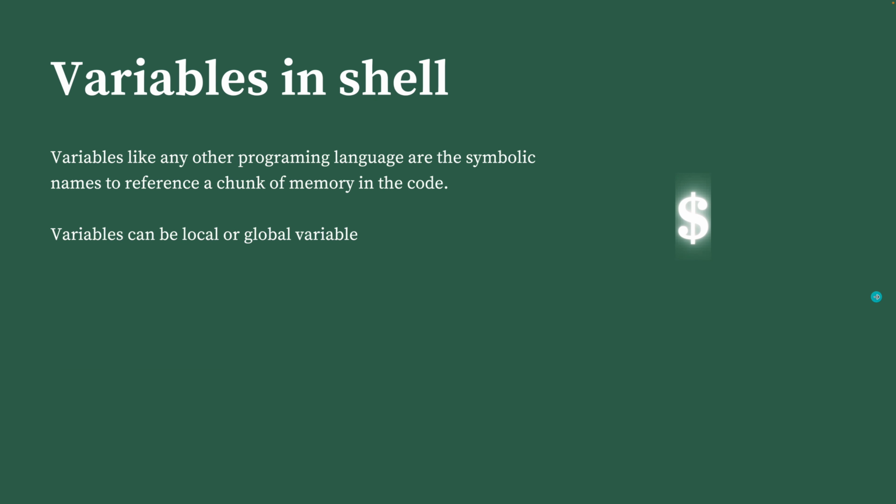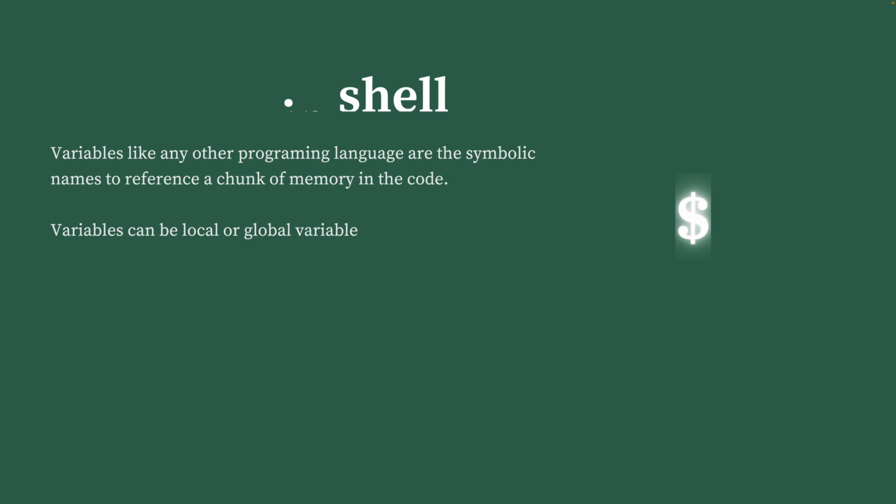So variables, like in any other programming language, are symbolic names to reference a chunk of memory in the code. And similarly, a variable can be a local or a global variable. So it's pretty much exactly how you do it in any other programming language. Shell also has that covered, which is great. So as I said, the variable declaration is going to look something like this.